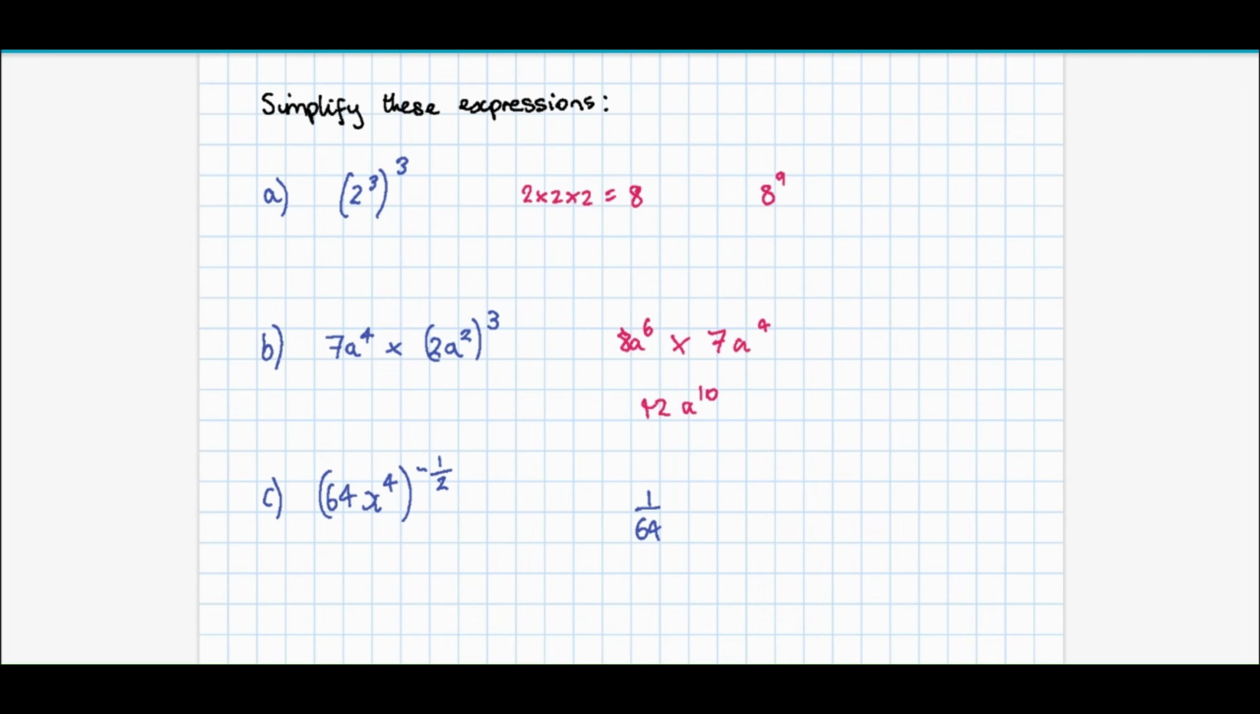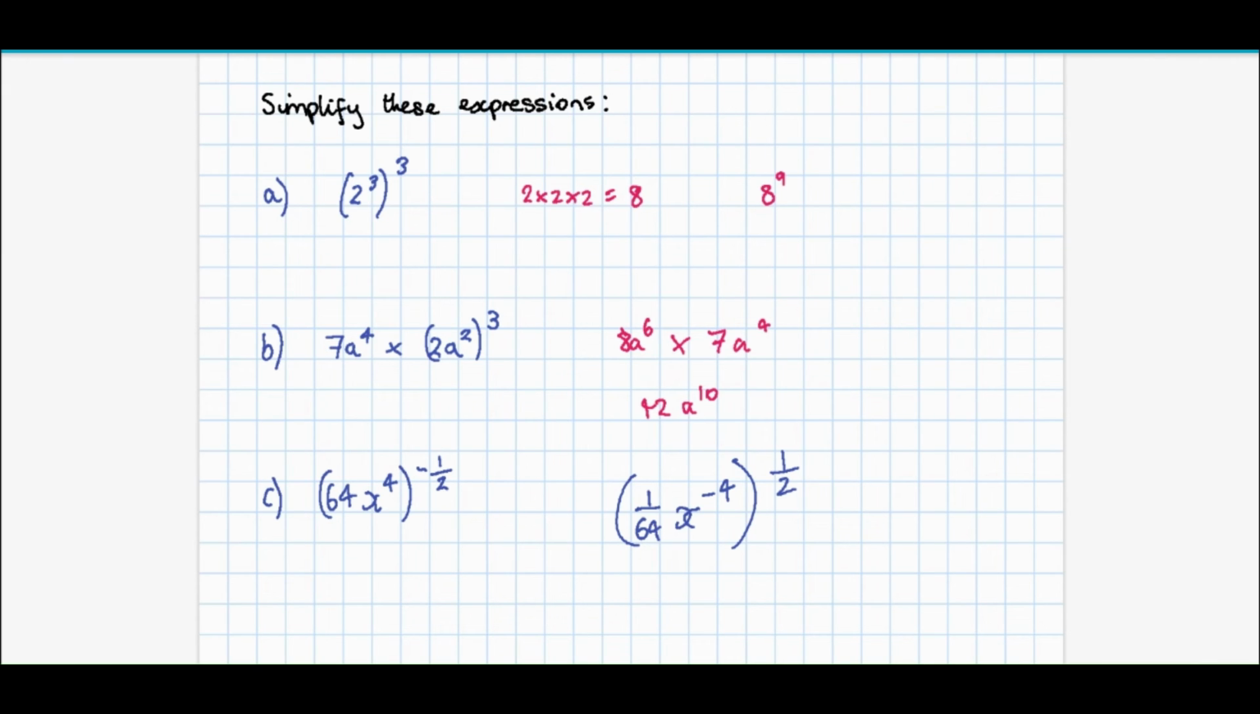Then we've got this x to the power of 4. Now remember the powers, we're going to times the power by the thing. So we're actually going to get, let's just do the negative, so we get x to the minus 4 for now. And then that's all going to be to the power of a half.